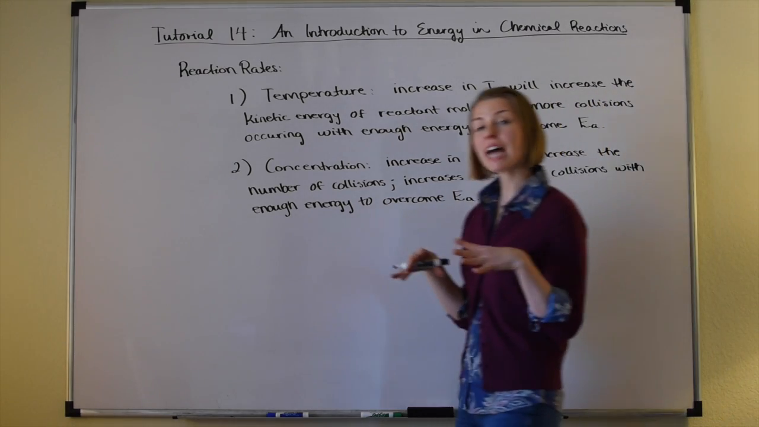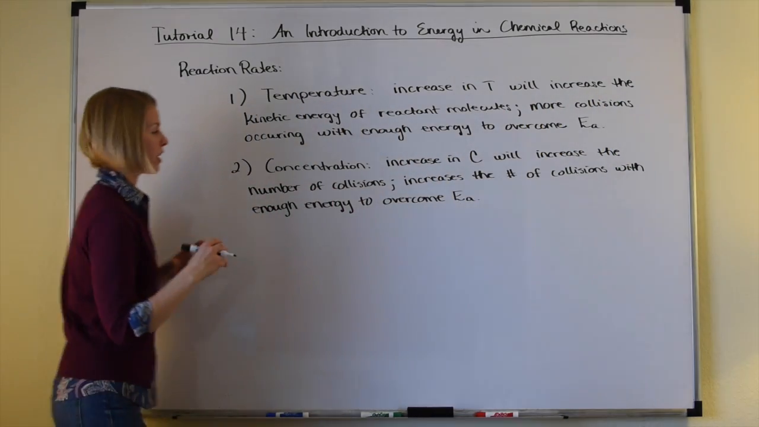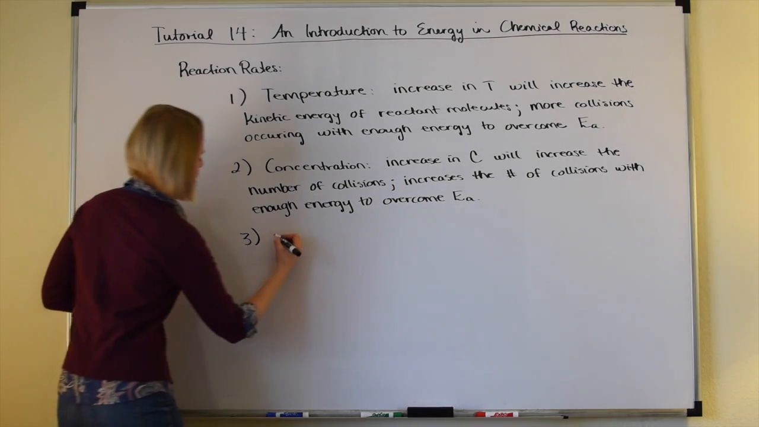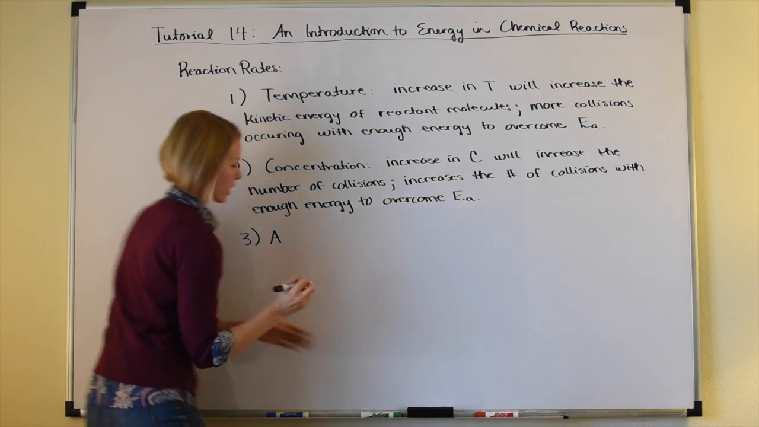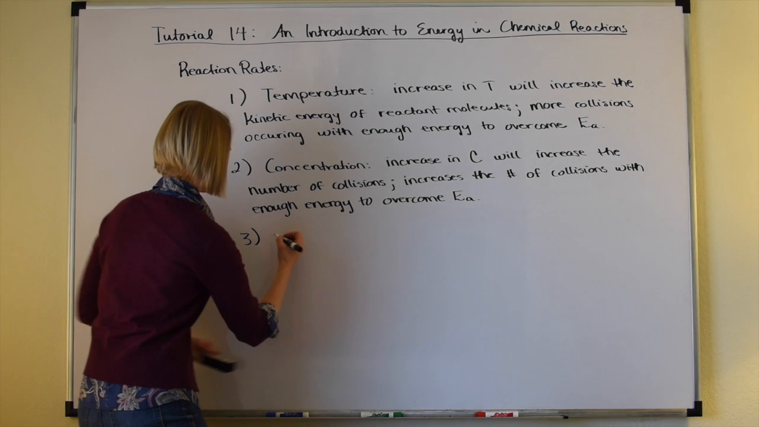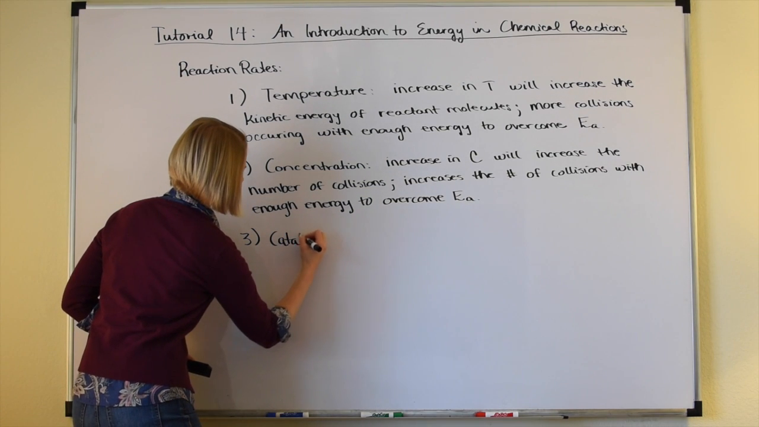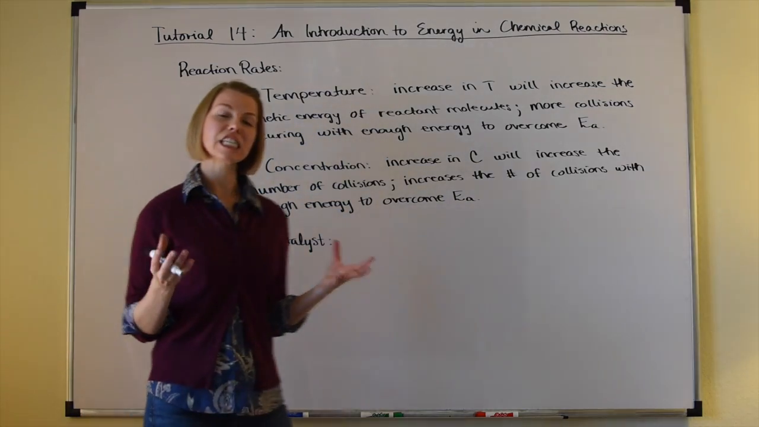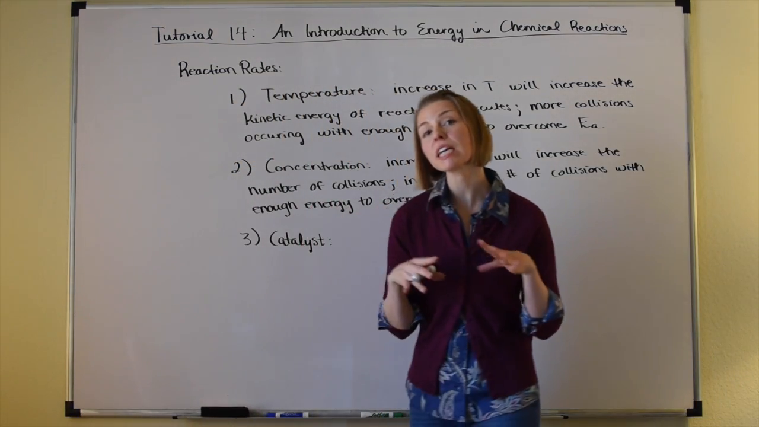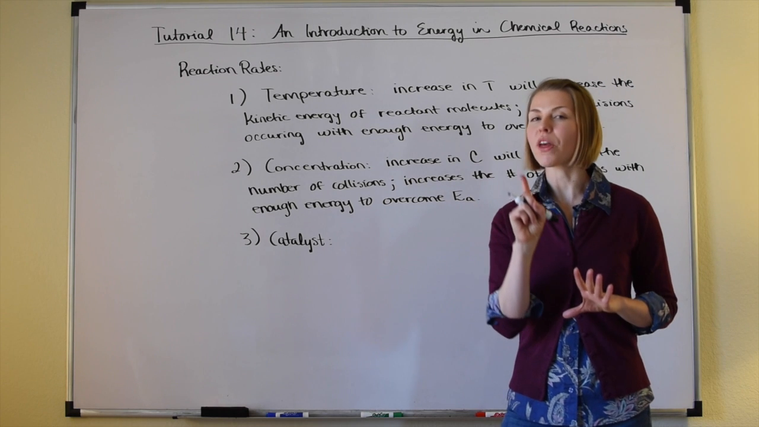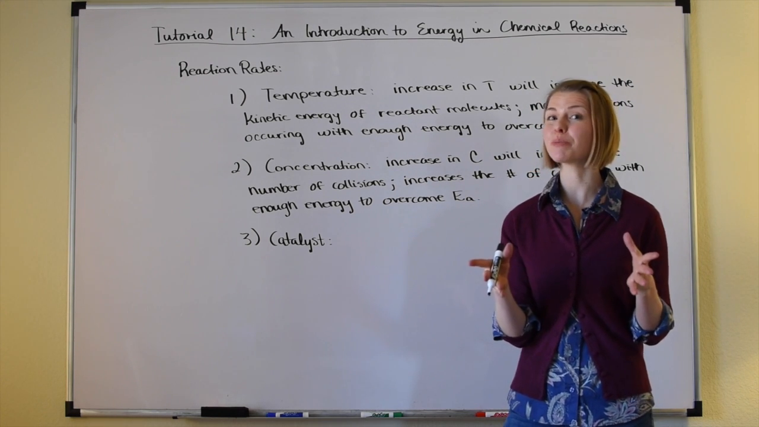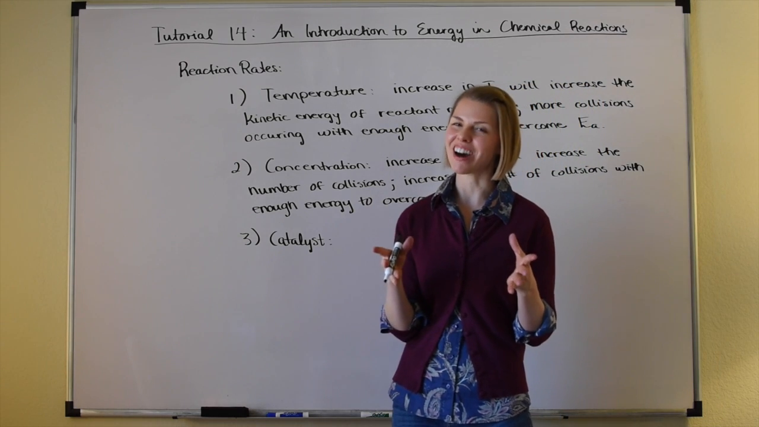Okay. The last thing that we can do to speed up the rate of a reaction is add a catalyst. I'll just write catalyst. A catalyst is a substance that can speed up the rate of a reaction without being consumed. If it were consumed, it would be a reactant, not a catalyst.